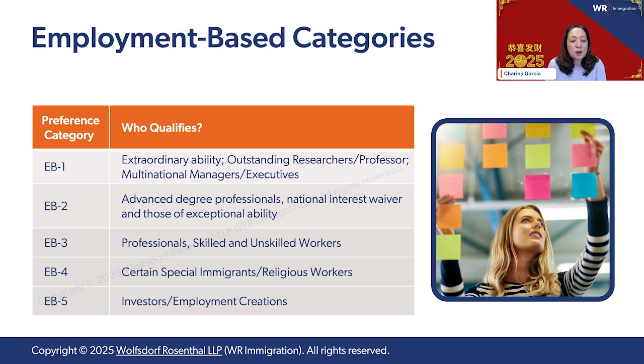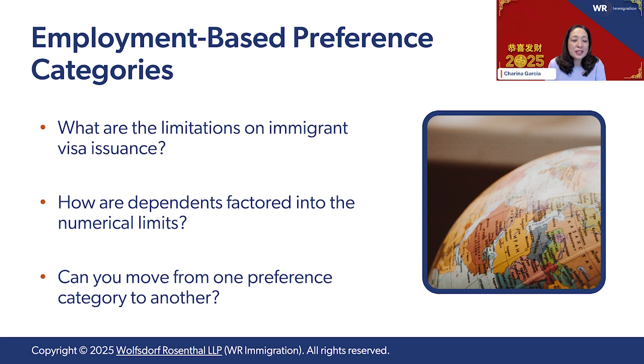And then EB4 is for religious workers and special immigrants. And then EB5 is for our investor green cards. So that's just the basics of the employment-based categories. Then, Charlie, why don't you talk about some of the limitations, what happens with the dependents, and how you move from one preference category to another?